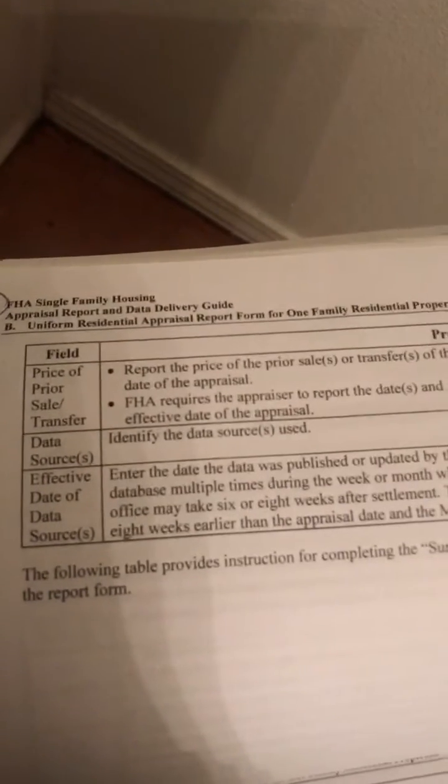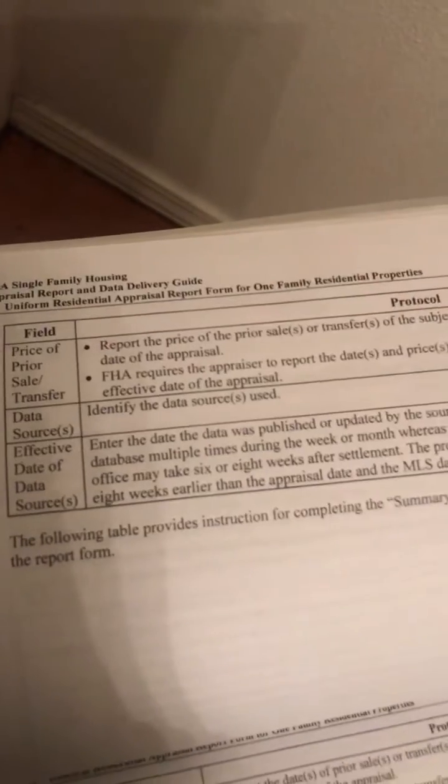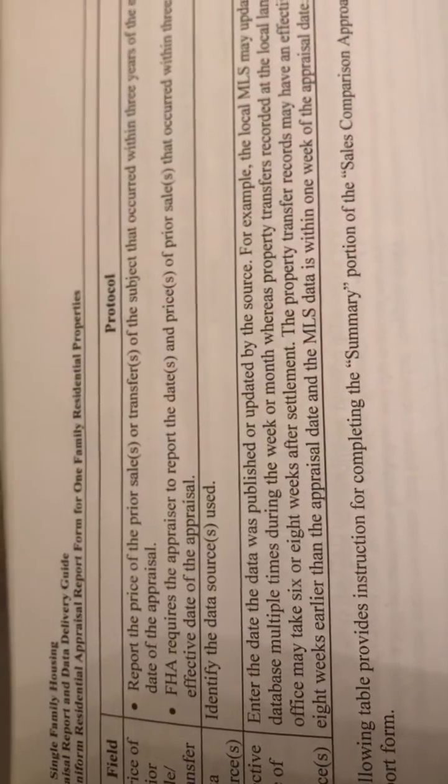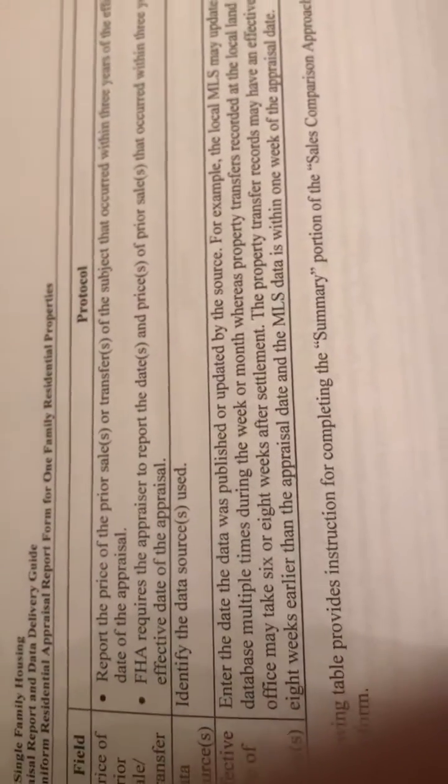FHA SFR Appraising Handbook 4000.1, page 126. Field: Price of prior sale/transfer. Protocol: Report the price of the prior sales or transfers of the subject that occurred within 3 years of the effective date of the appraisal.